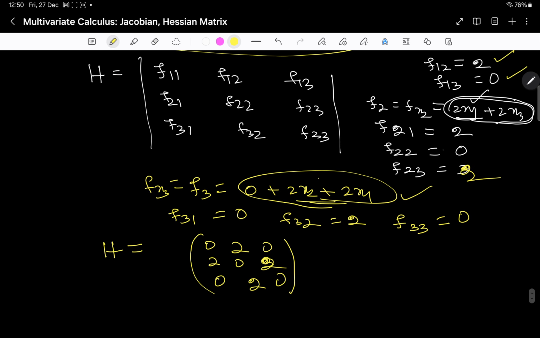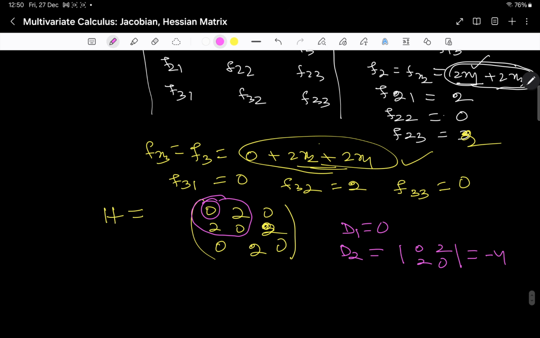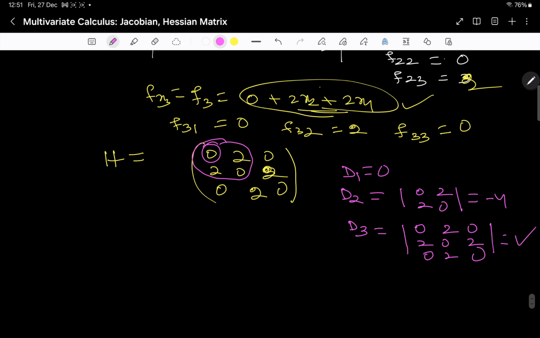Now if I ask you what is D1, D1 will be 0 here. If I ask you what is D2, D2 will be the determinant of 0, 2, 2, 0, whose value will be 0 minus 4, which is minus 4. And what is D3? D3 is the determinant of this entire matrix 0, 2, 2, 2, 0, 2, 2, 2, 0. We will find this determinant. So this is all about the Hessian matrix.